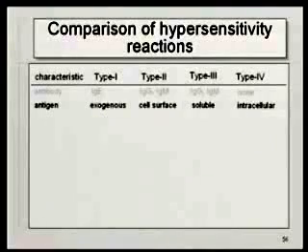Type 3 antigen is soluble antigens that form immune complexes and can be deposited anywhere in any tissue. And the example, of course, was lupus in that case. Okay.